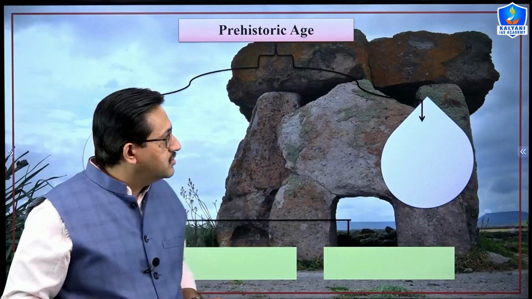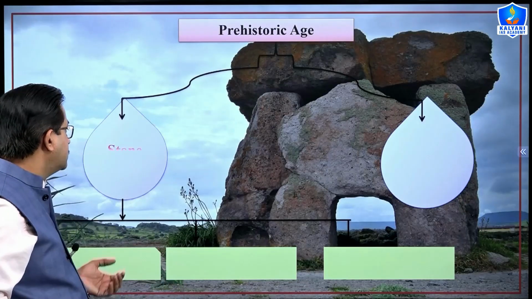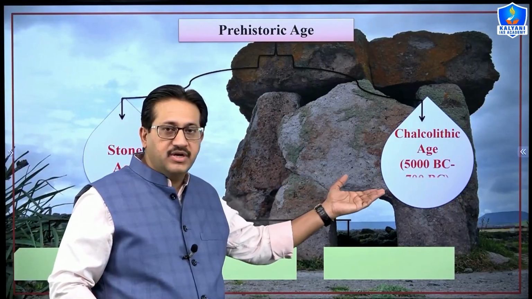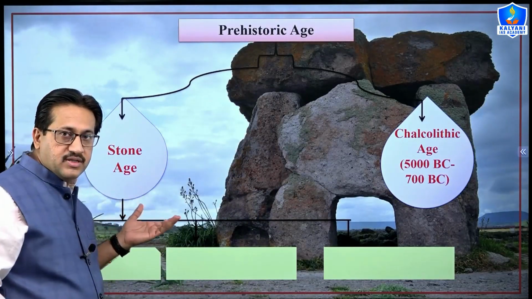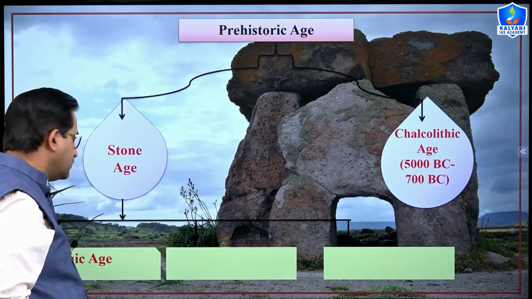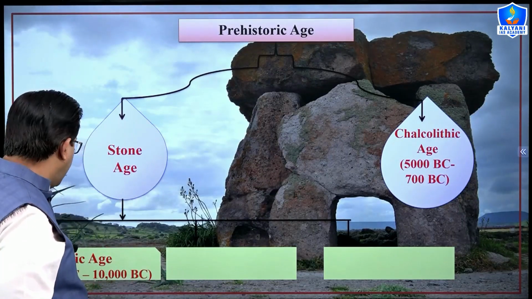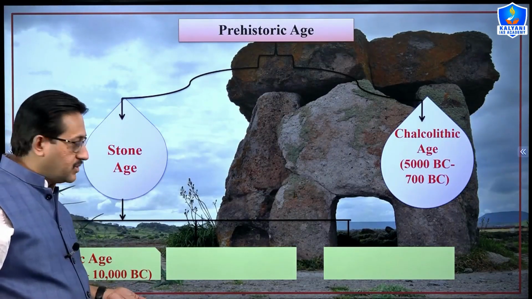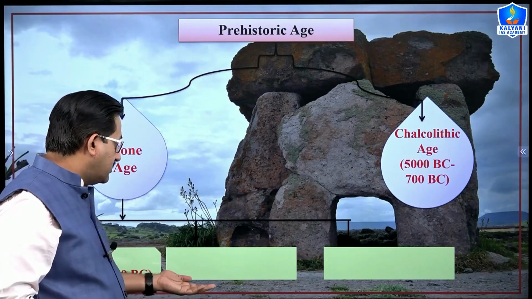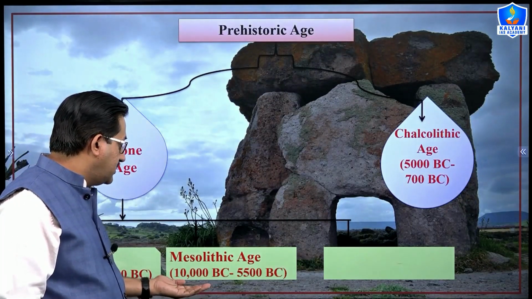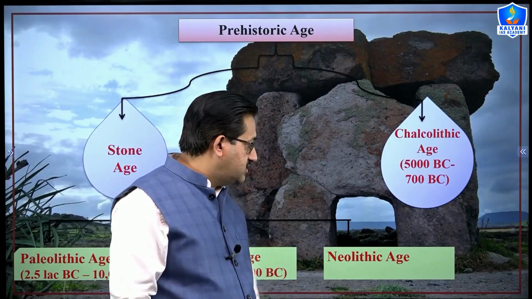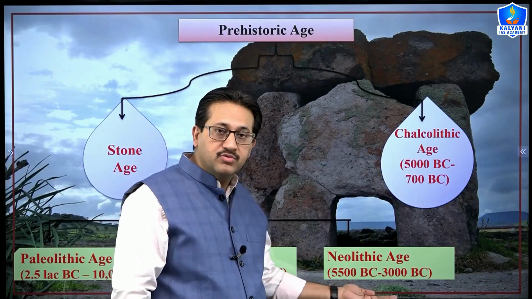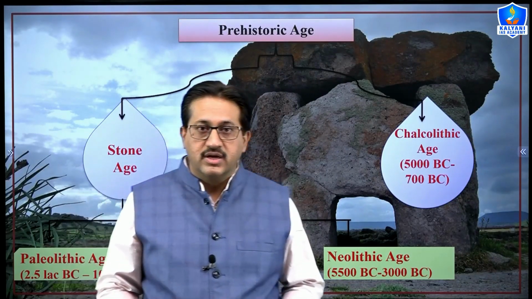The prehistoric age is further classified into Stone Age and Chalcolithic Age, which dates between 5000 BC to 700 BC. The Stone Age is further classified into the Paleolithic Age, which dates between 2.5 lakh to 10,000 BC. Then comes the Mesolithic Age, between 10,000 BC to 5500 BC, and then the Neolithic Age, between 5500 BC to 3000 BC. So this is the classification of the prehistoric age.